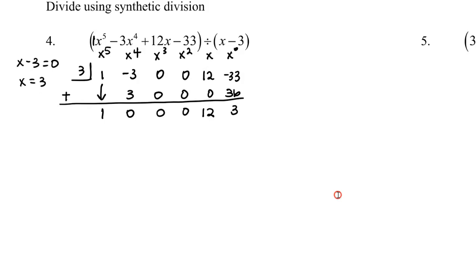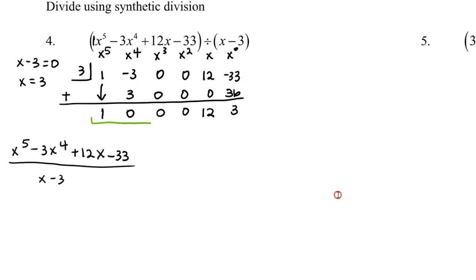The dividend started with an exponent of 5. That was the degree of the dividend. So our quotient is going to drop down to an exponent of 4. I look at all of the coefficients here except for the last one to get the quotient. And that last number there is going to be giving us the remainder.